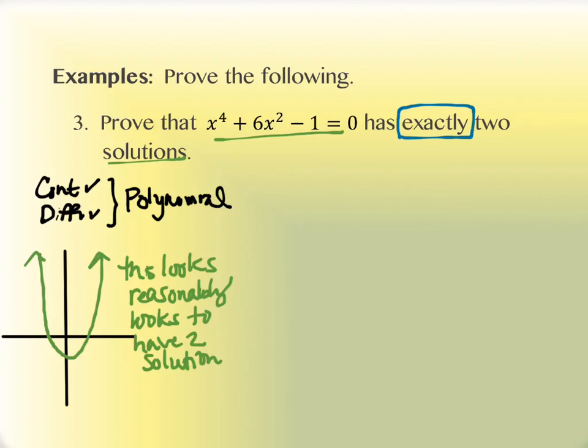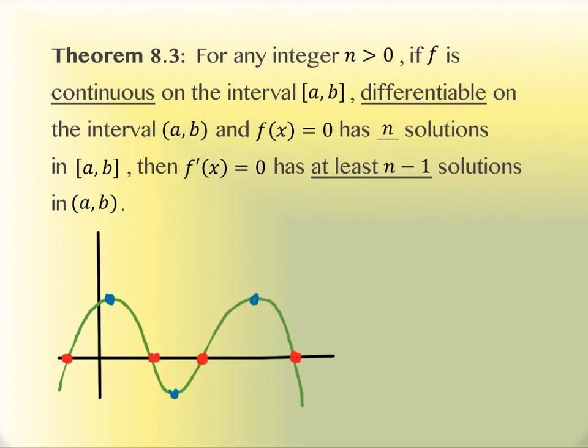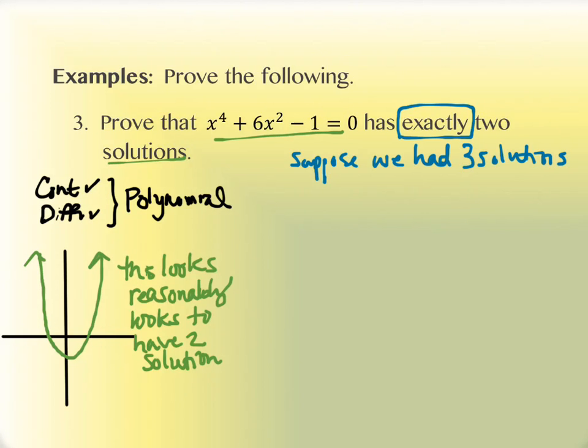Well, let's take a look. Let's suppose we had three solutions. All right, so this is back to the last theorem. Theorem 8.3 says that if we had three solutions, then what would have to be true about the derivative? The derivative would have to have at least two solutions. Okay? So we've assumed we have at least three solutions, or we have three solutions. More than two anyway. So what we would like to say then is that when we take the derivative, this is going to kind of result in a problem.